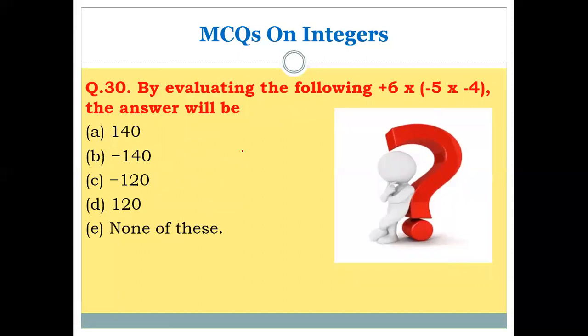By evaluating the following +6 into -5 into -4, the product of these two numbers will be +20 because both are negative integers. So +20 times 6. So the result will be positive itself. So the answer is D part, 120, plus 6 into plus 20 will be plus 120.